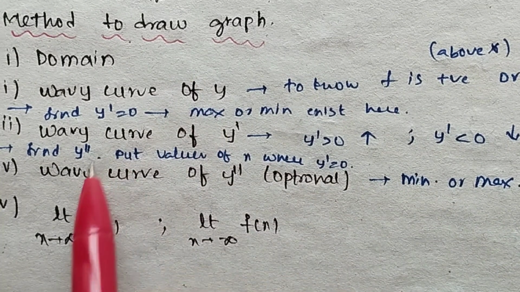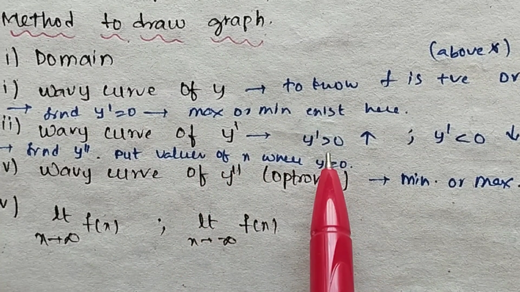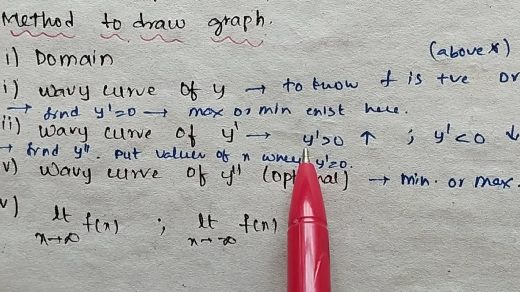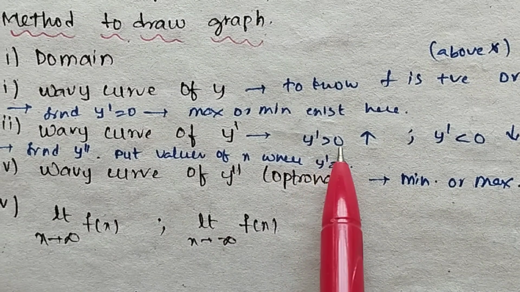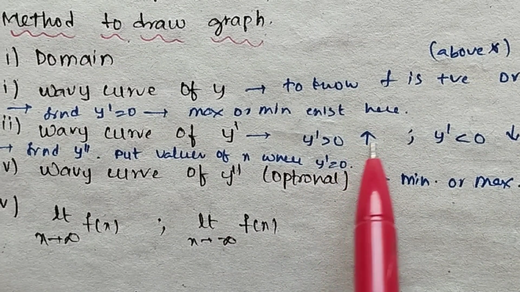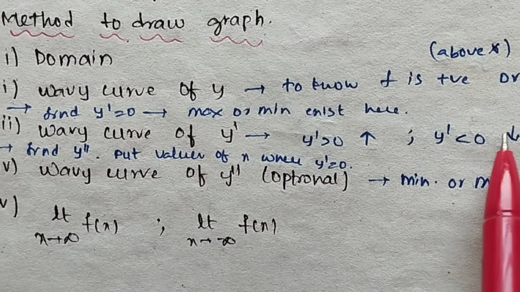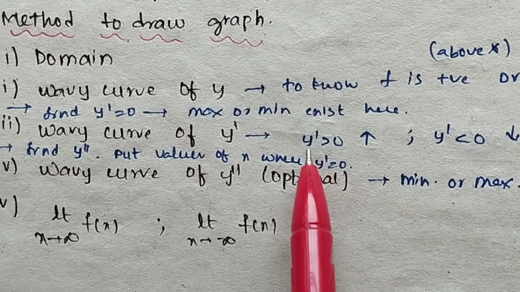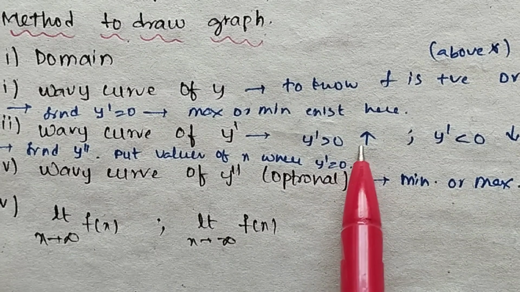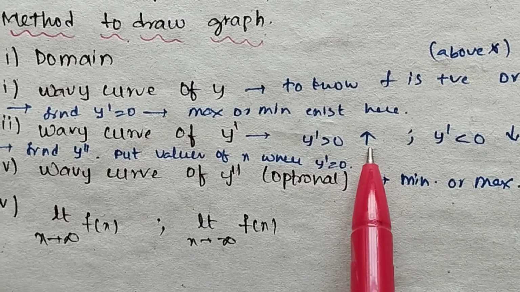Again, here we have to draw the wavy curve of the first derivative also. After drawing the wavy curve of the first derivative, the values of x for which the first derivative is greater than 0 indicate the values of x for which the function is increasing, and if the first derivative is less than 0, that means the function decreases. So the range of x for which phi dash is greater than 0 indicates the range for which the function increases.